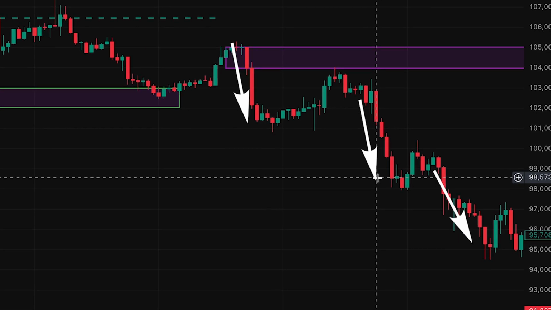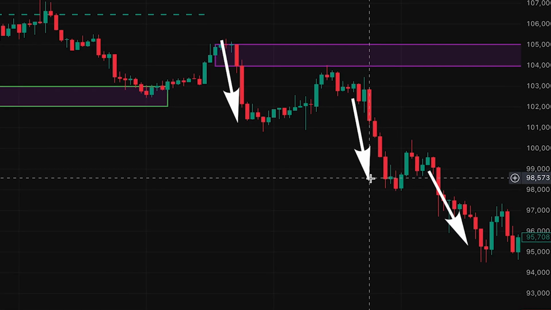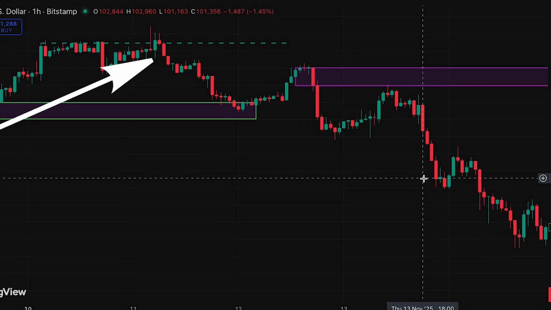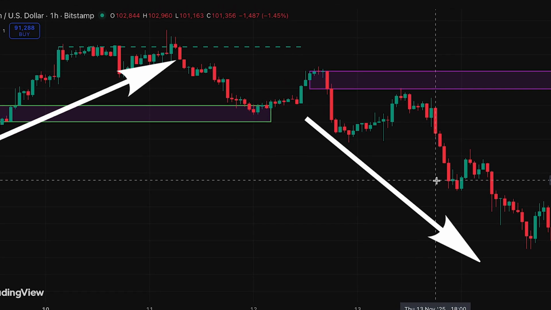When price breaks a previous high, that's a break of structure. And when it violates the previous pattern, for example, switching from an uptrend to a downtrend, that's a change of character.